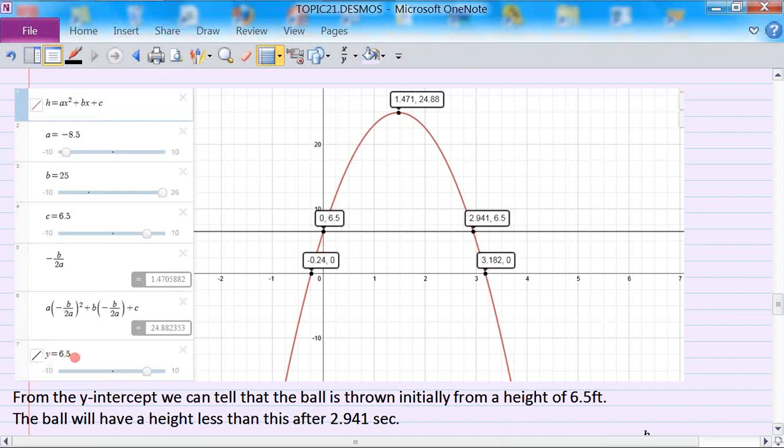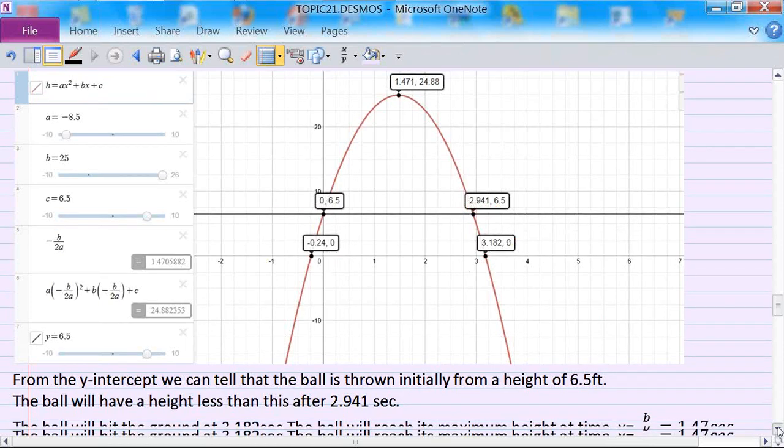So what I've done here is draw a line in for 6.5 feet. This is where the ball is initially thrown. Here's the person, and he's throwing the ball up at 6.5 feet, it goes up, comes back down, and then after 2.941 seconds, its height drops below what it was initially, which was 6.5, which is the reason I drew y equals 6.5 here. Then, after 3.182 seconds, it hits the ground. In other words, the height is 0.